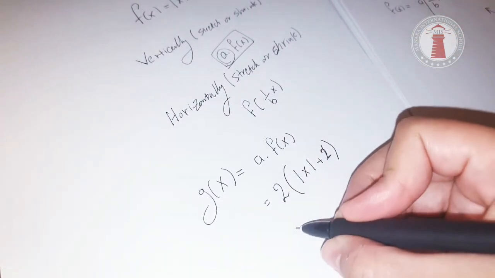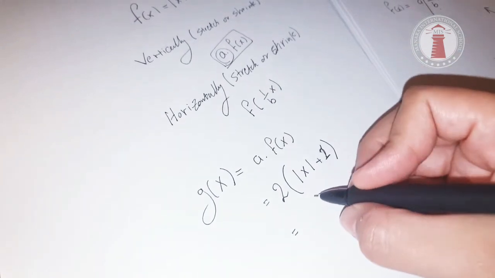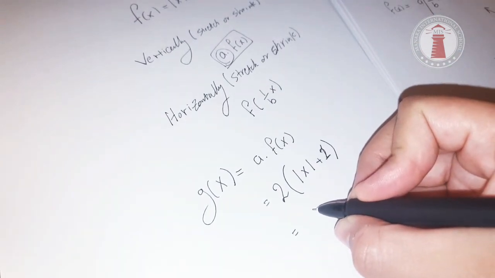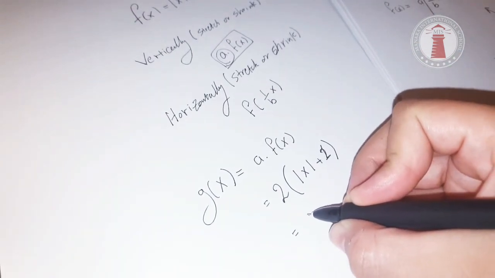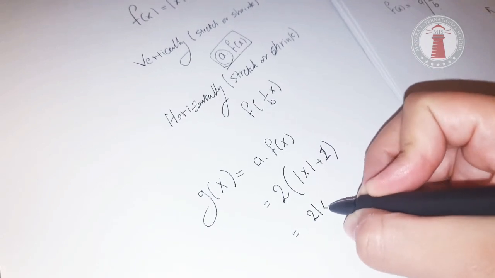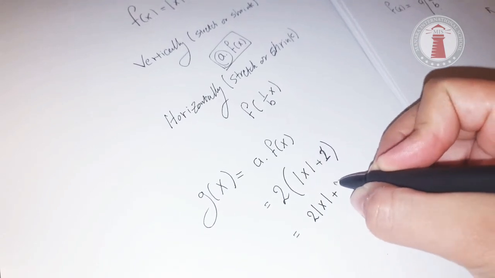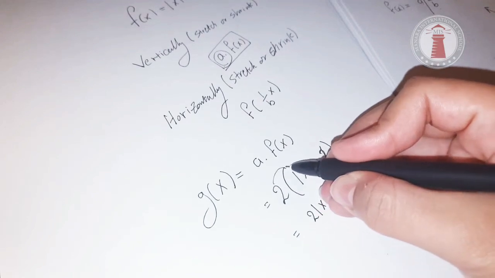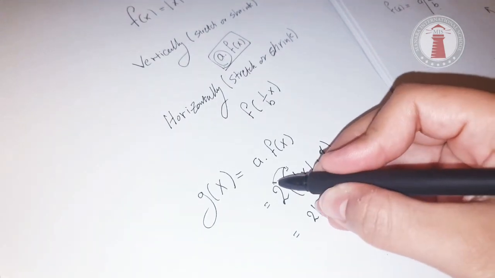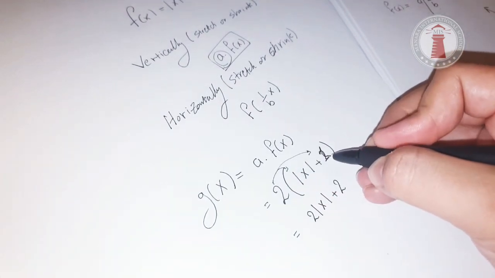That's g of x. So g of x is 2 times the absolute value of x plus 2, because the 2 here is multiplied by the absolute value of x and multiplied by the 1 here.